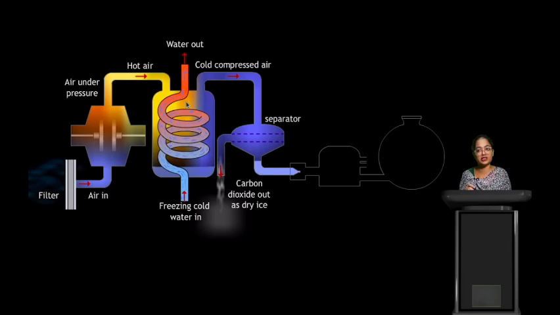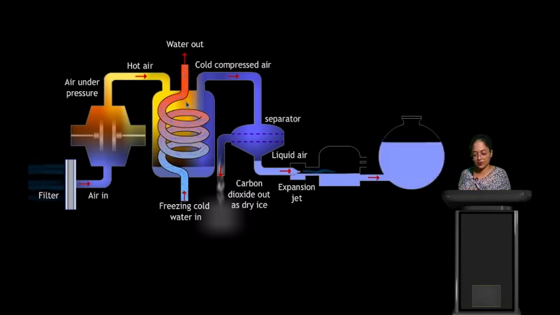Then the other components are passed through another column. So what happens in this column? Now the air is liquefied. So you have liquid air, which we saw in the flow chart before. The same liquid air is here in the next column. There's an expansion jet. Once the expansion jet is open, the liquid air goes through the fractional distillation column, and the same process takes place. It gets boiled out, and different gases are separated out.